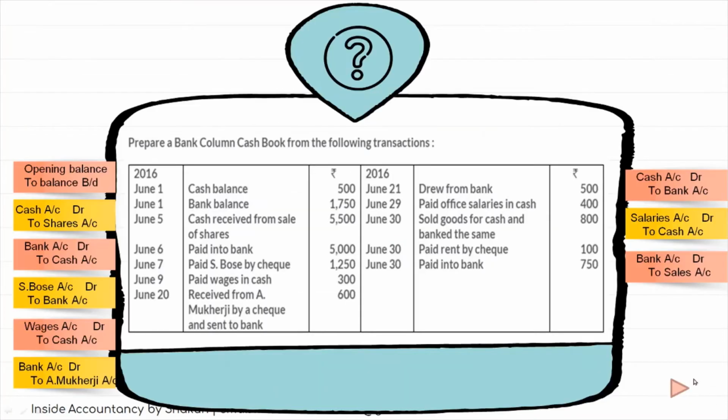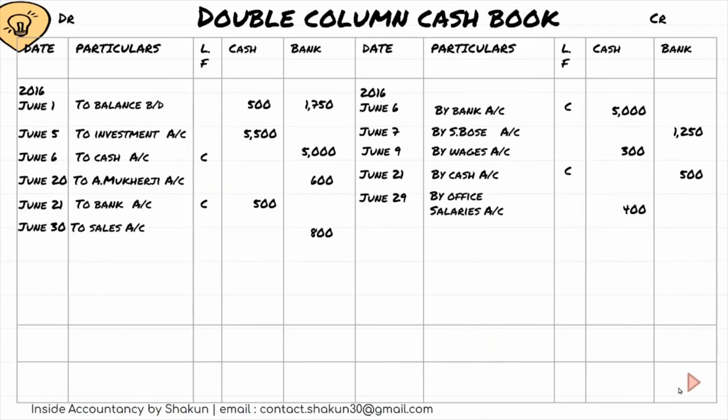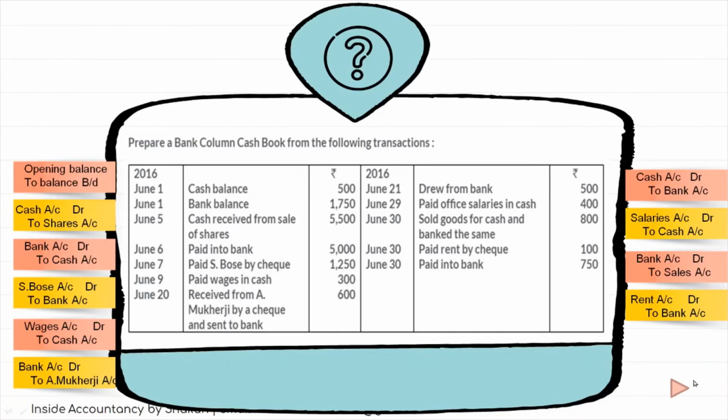Moving to the next transaction, we have paid rent by check. So rent account DR to bank. So you are making a payment of rent and the payment is made through bank. So this is a payment. So in the cash book on the credit side, we write by rent and the amount under bank column. Then the last transaction is paid into bank.